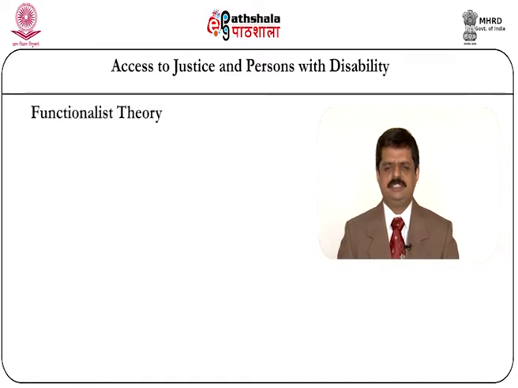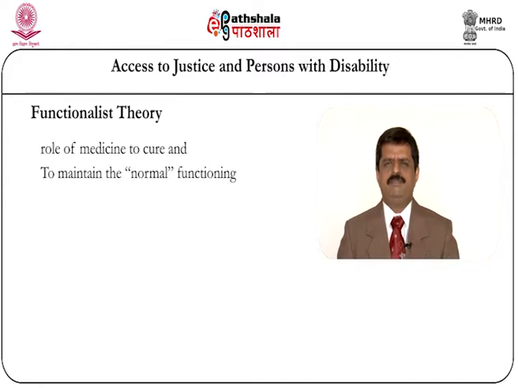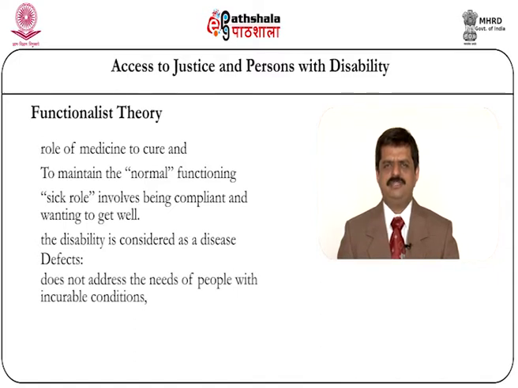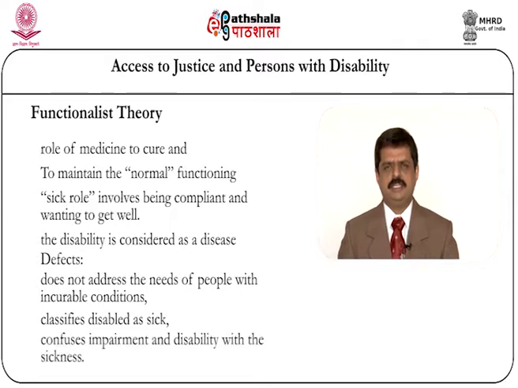Then comes the functionalist theory. In this theory, society considers disability as a sick role. The disabled person is considered a sick person who wants to get well and needs to be treated. This functionalist theory is okay when it comes to curable diseases or curable disablements, but there are n number of incurable disablements for which this functionalist theory is not answering those requirements.